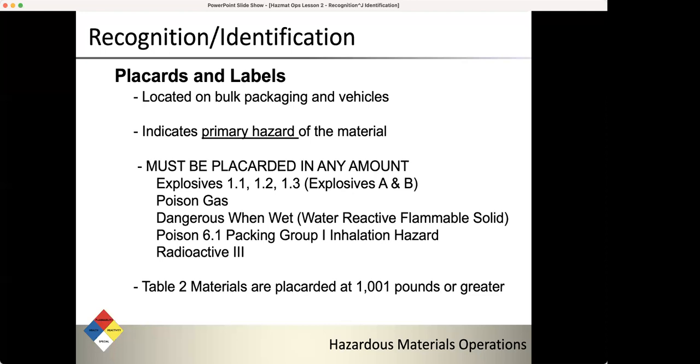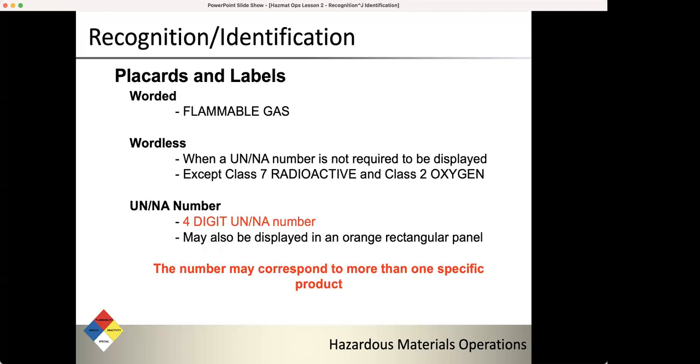But those are the rules. So just because something is not labeled hazardous does not mean it's not contained in the container, especially with transportation. You can have different types of designs. You can have worded. It can say flammable gas or poisonous gas or something like that. It can be wordless. So what is that?